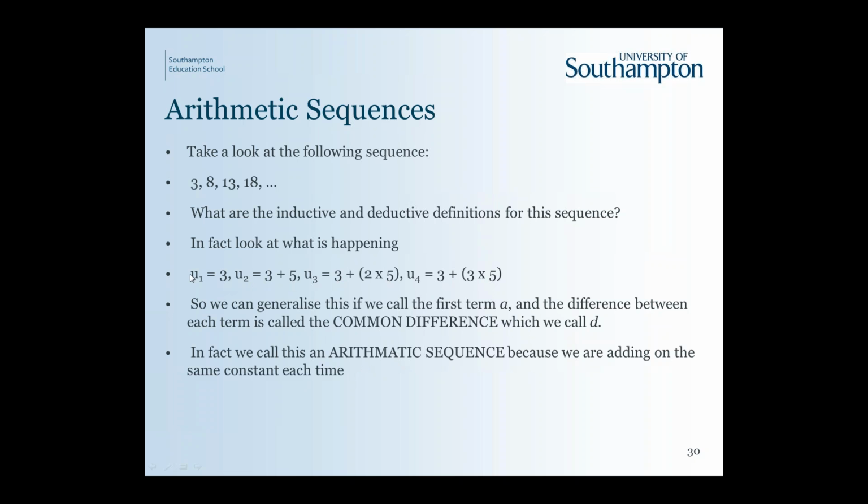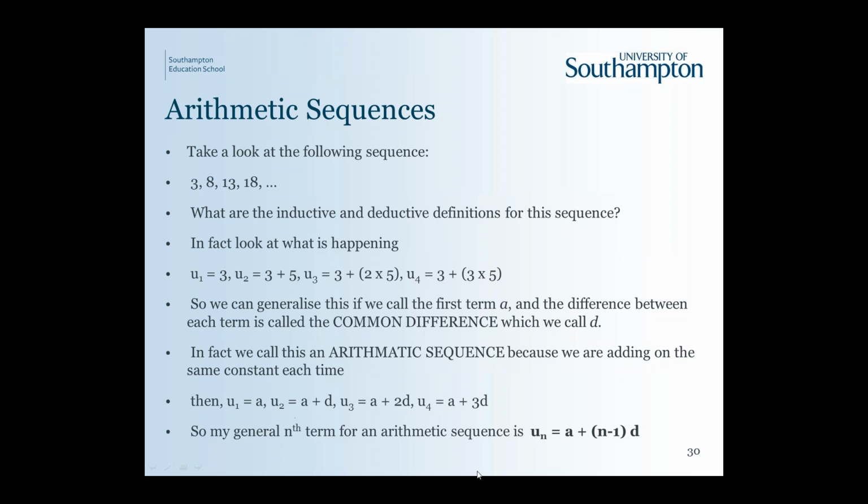And the general formula for any, so U1 is A, U2 is A plus D, U3 is A plus 2D. So what we're looking at is Un is A plus (n minus 1)D. Can you see that? U3 is A plus, this is the n, so 3 minus 1 is 2D.